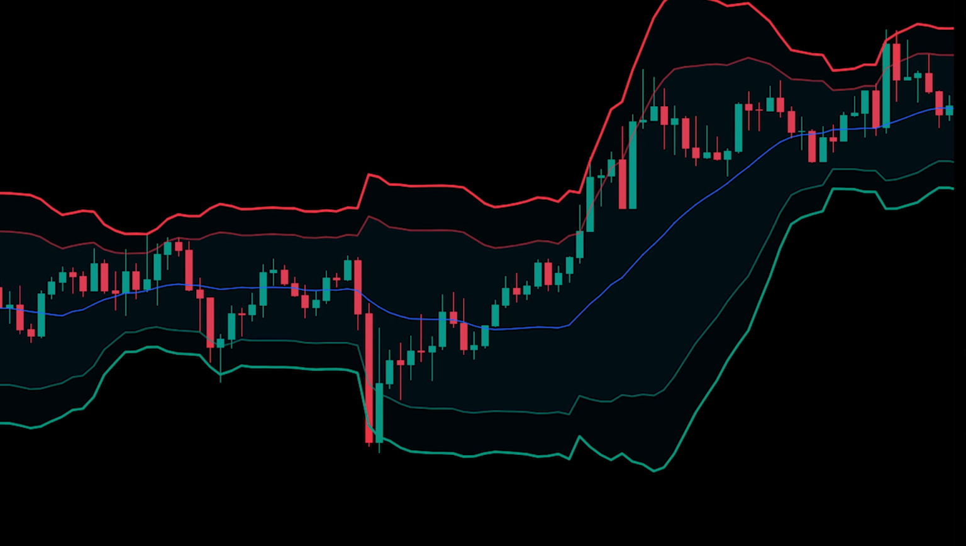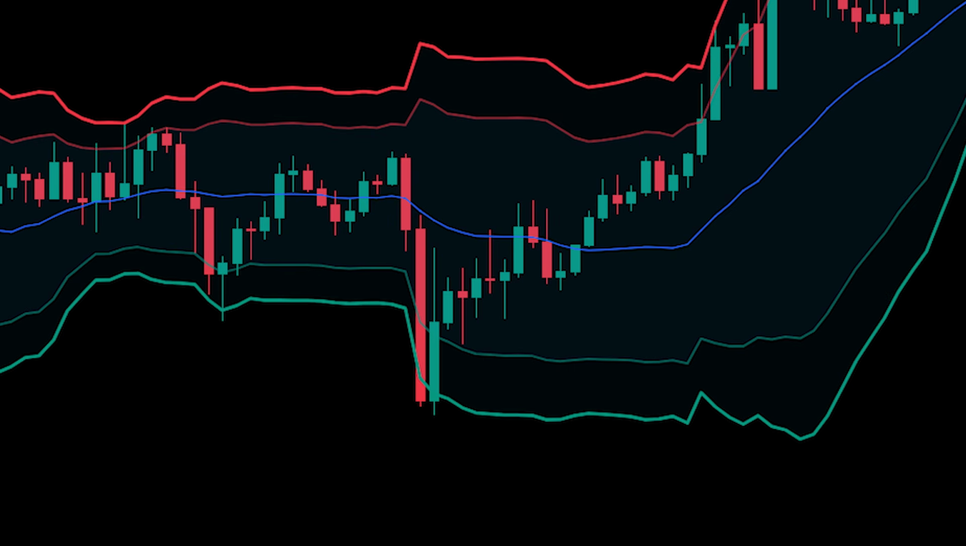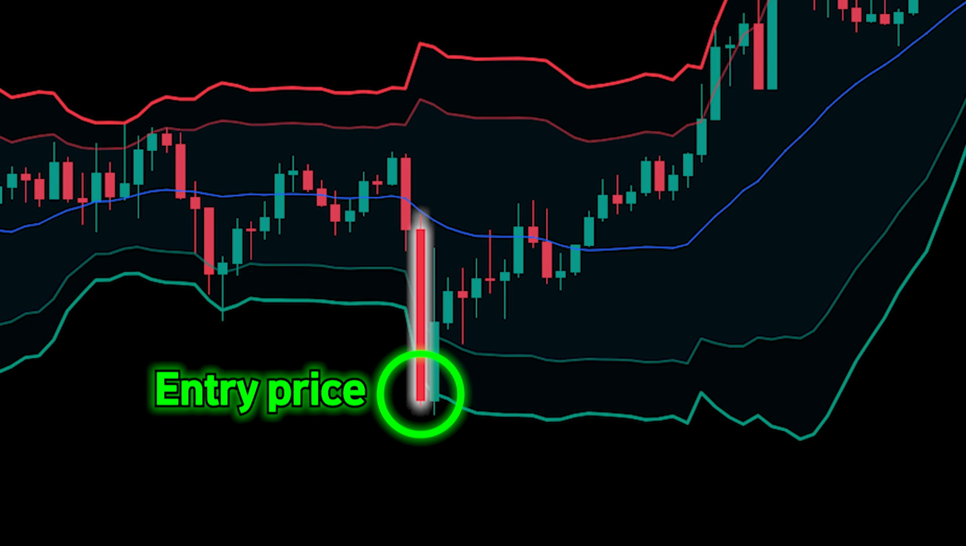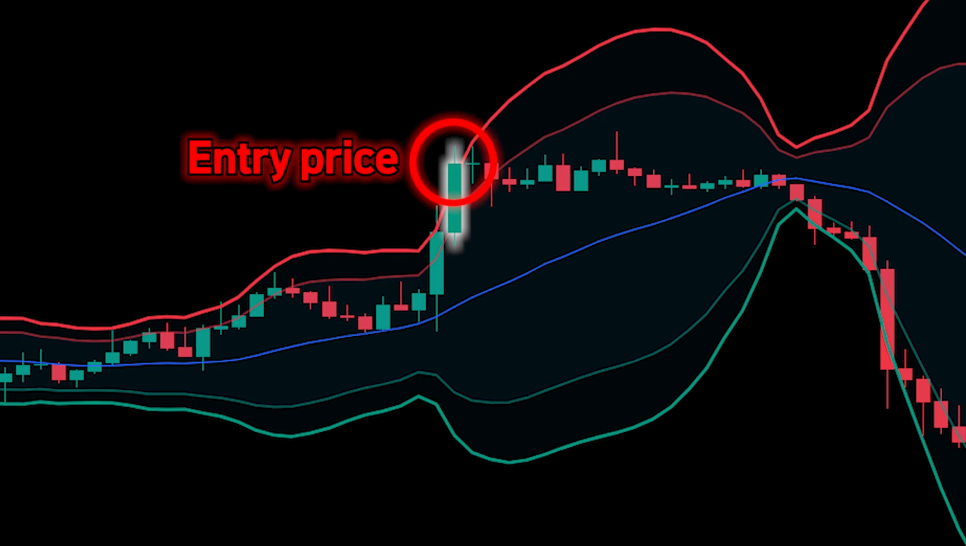Add 2 Bollinger Bands to your chart. Set one to the default standard deviation 2 and the other to standard deviation 3. Ignore breakouts of the standard deviation 2 band. When a candle breaks below the standard deviation 3 lower band, enter a long position. Conversely, when a candle breaks above the standard deviation 3 upper band, enter a short position.